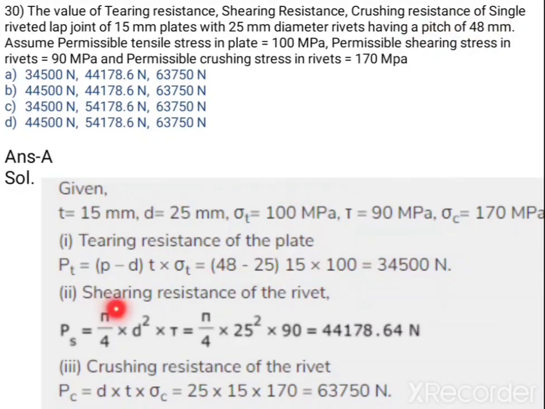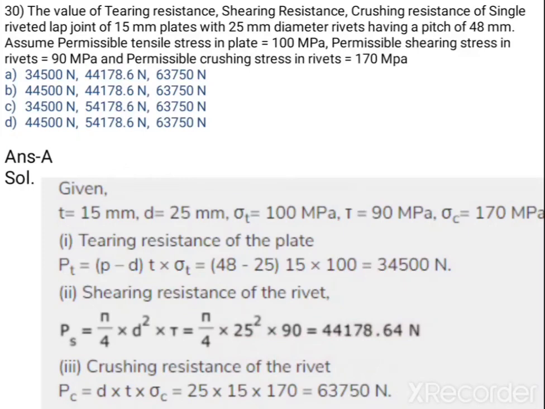So you can calculate the shearing resistance of the rivet. For shearing resistance of the rivet, you have to use shear stress. Shear stress is nothing but force per unit area. From that, Ps is equal to pi by 4 into d square into shear stress, and you will get that value as 44,178.64. Look here, pi by 4 into d square into shear stress. Directly just put the values, you will get this value in Newton. So I think option number A closely matches. Okay, A is the correct option for that.